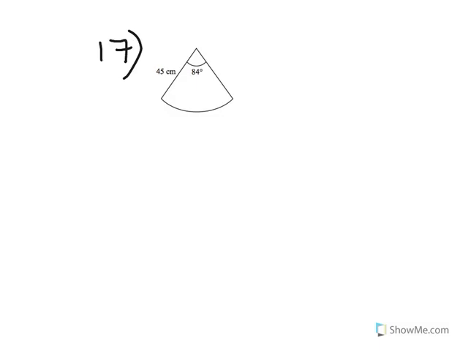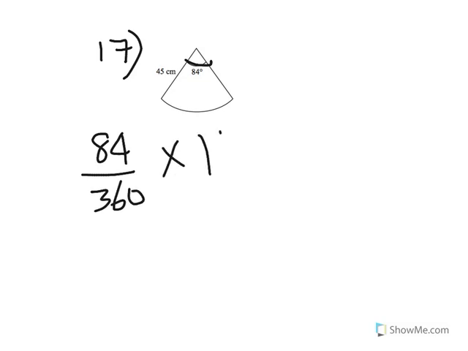Okay, question 17 is really easy. You just have to find the area of the sector. Now, in your formula booklet given at the start, they'll give you the area of a sector. And it's just basically the angle, which in this case is 84, divided by 360, times the area of any circle, which is pi r squared. And r is the radius.